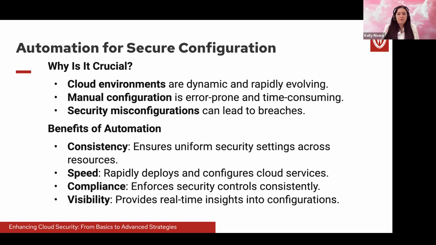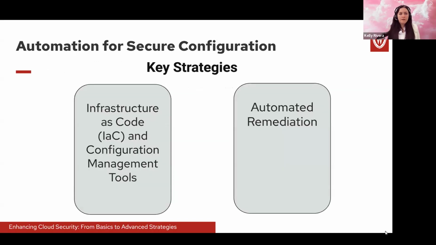This is why automation is crucial. It brings a level of precision and consistency and efficiency that manual processes simply cannot. By automating the configuration process and remediation, we can ensure that the security measures are not only deployed swiftly, but also maintained accurately over time, keeping our cloud infrastructure resilient against the threats of tomorrow. Two of the key strategies we will talk about are secure configuration using infrastructure as code and configuration management tools, as well as auto remediation of misconfigured systems.